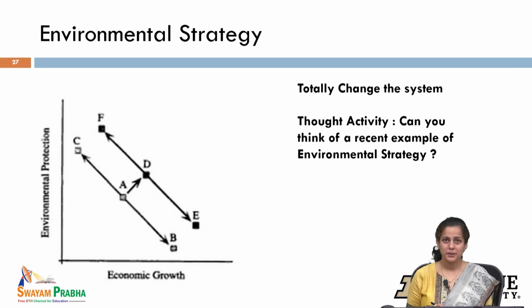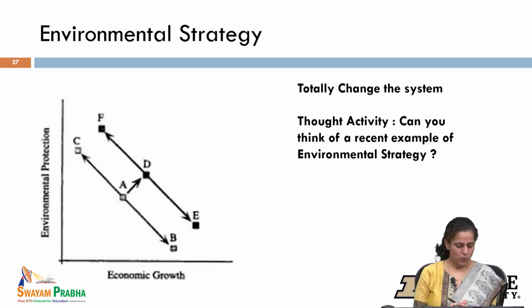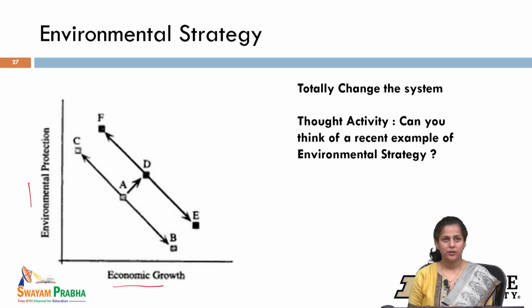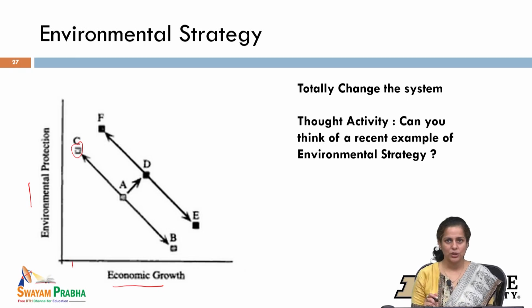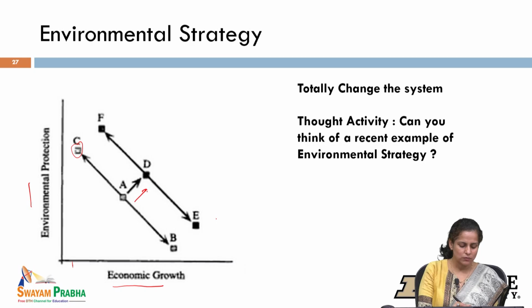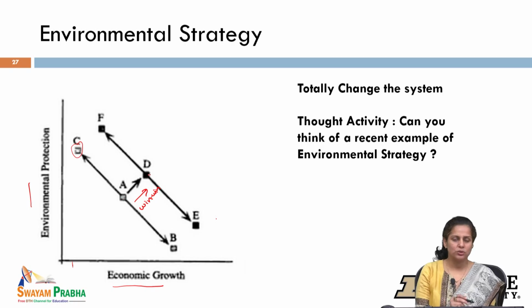The last one is environmental strategy. In the environmental strategy, we have two aspects: economic growth and environmental protection. So, here, instead of just thinking that we have a win-lose perspective, where if we go high on environmental protection then we have a low economic growth opportunity, this combines the win-win and win-lose perspectives. This is where we have the win-win scenario, where we shift from point A to D, where we have both an increase in economic growth and an increase in environmental protection.